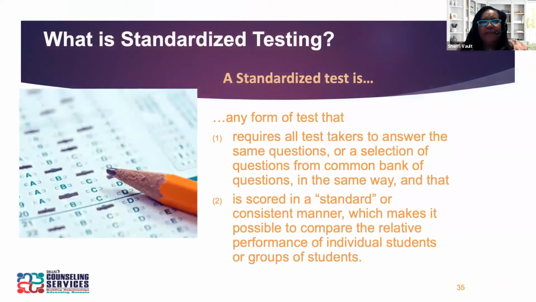So just so we're all on the same page, a standardized test is any form of test that requires, one, that all test takers answer the same questions or selection of questions from a common bank of questions in the same way, and two, is scored in a standard or consistent manner, which makes it possible to compare the relative performance of individual students or groups of students. So testing is all about seeing how well students are learning, how well they're developing. Are we on target, or what are some things we need to do to help students get on target with their learning?